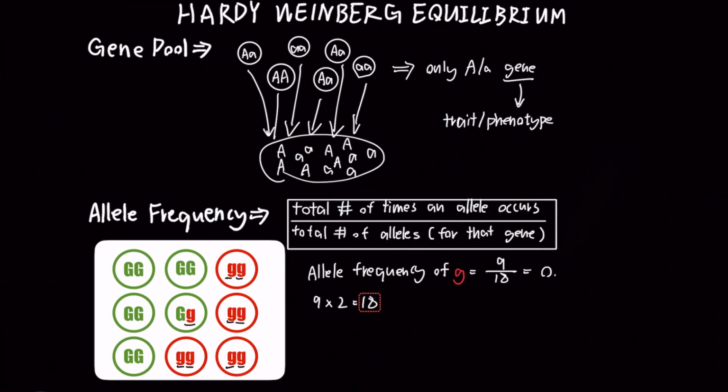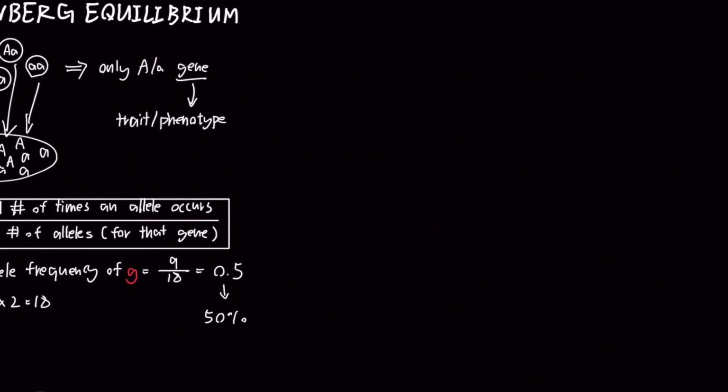Now we got 9 over 18. If we calculate that, we get 0.5. So therefore, the allele frequency of small g is 0.5. That also translates to 50%, meaning that 50% of these alleles are small g alleles. Alright, now with that out of the way, let's actually talk about the Hardy Weinberg equilibrium.